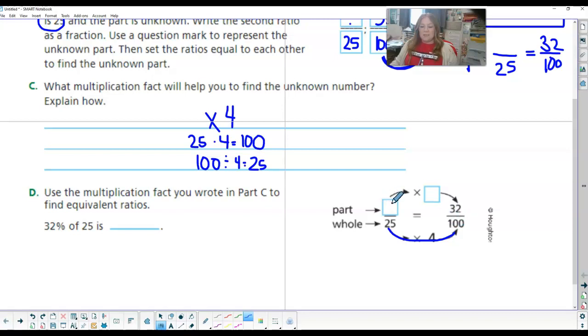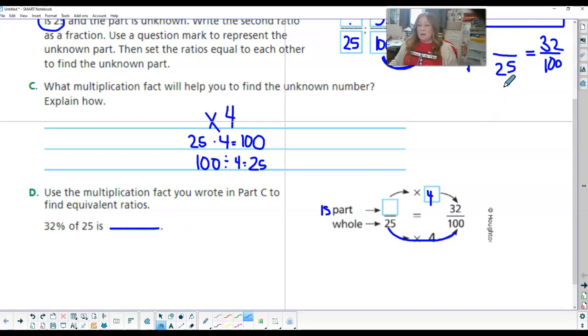So now something here times 4 is going to be 32. So we're thinking, what times 4 is 32? So what goes here? That's going to tell us how much they had out of 25. So we had 32%, and it's out of 25. What is it, right? "Is" goes on the top. What is that number here?